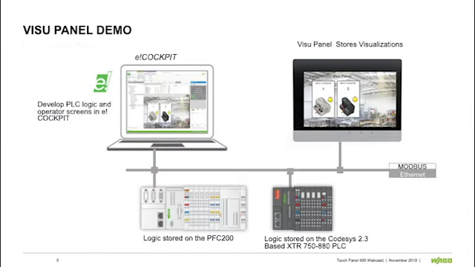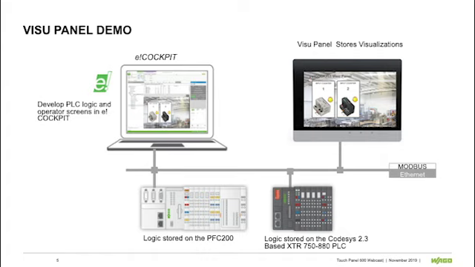Next, Mark will show you a demo of the Visu Panel. This diagram is the architecture of the demo. There are two PLCs that communicate via Modbus TCP to the HMI. The first is a PFC200 that uses a CODESYS 3 based eCockpit program, and the second is a WAGO XTR CODESYS 2.3 based 750-880 PLC. Mark will use eCockpit's Modbus configurator to set up communications and develop the graphics for the Visu Panel that he will download to the HMI.